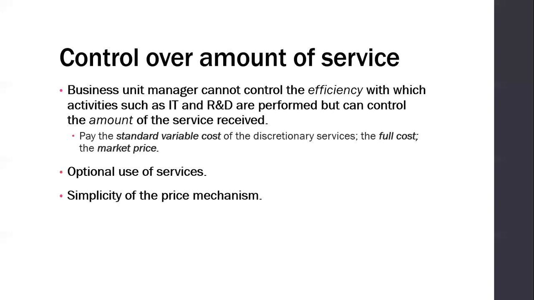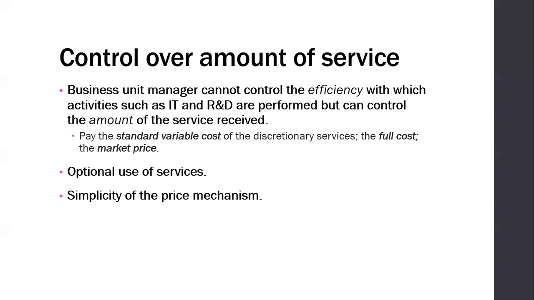So for controls over the amount of service, the business unit manager cannot control the efficiency of the activities of IT, R&D, accounting, but they can control the amount of the service received. Diba? Pwede niyang sabihin, wag ka nang mag-accounting dito. I mean, kukuha na ako ng sarili kong accountant. No, so yun yung level of control of a business manager or a business unit president, for example. Hindi niya makokontrol yung efficiency ng accounting department because they're not reporting to him. But because he can control the amount of the service, gaano karami, then pwede niyang ma-force yung IT to be more efficient.